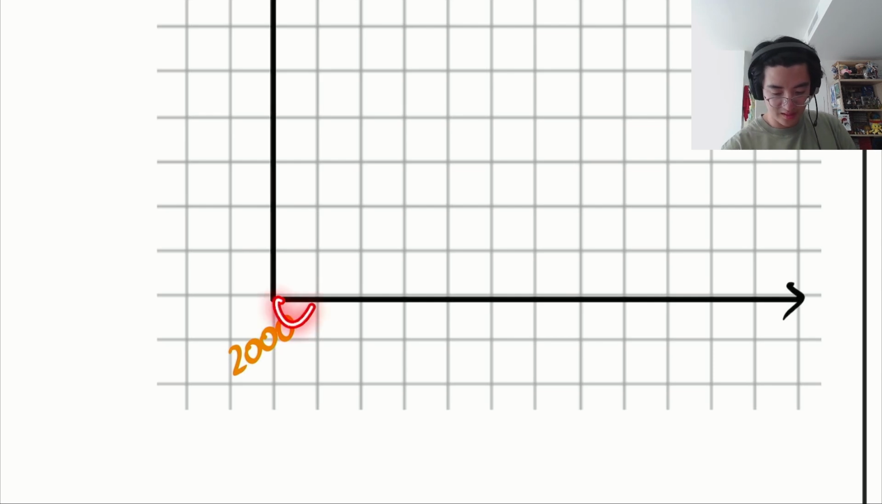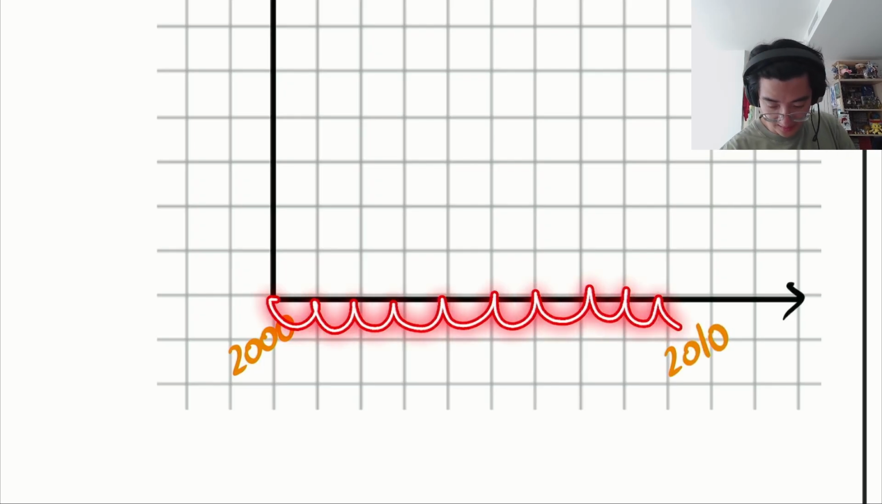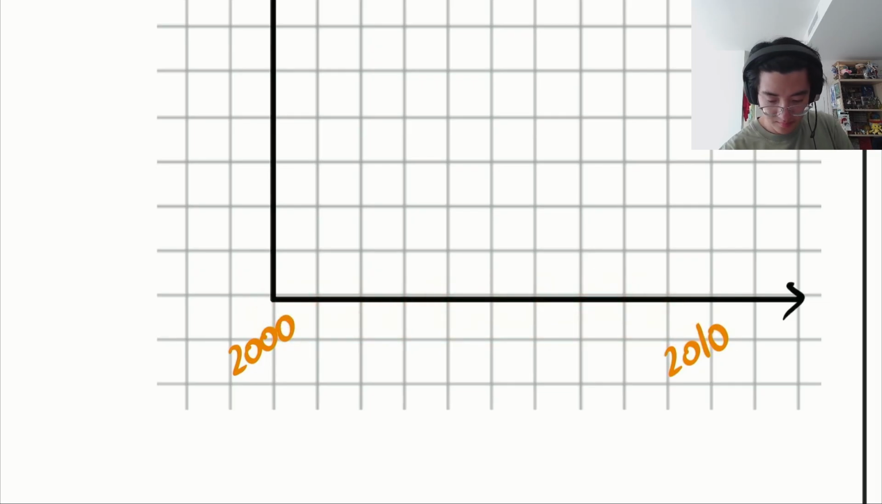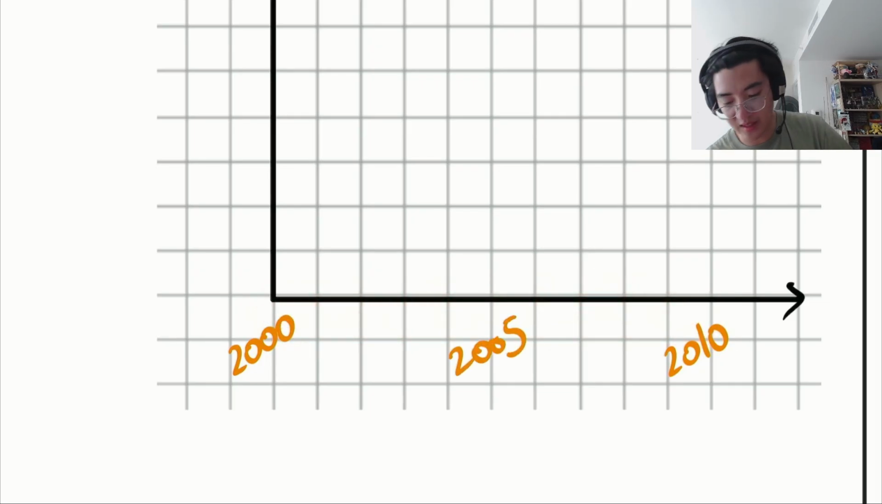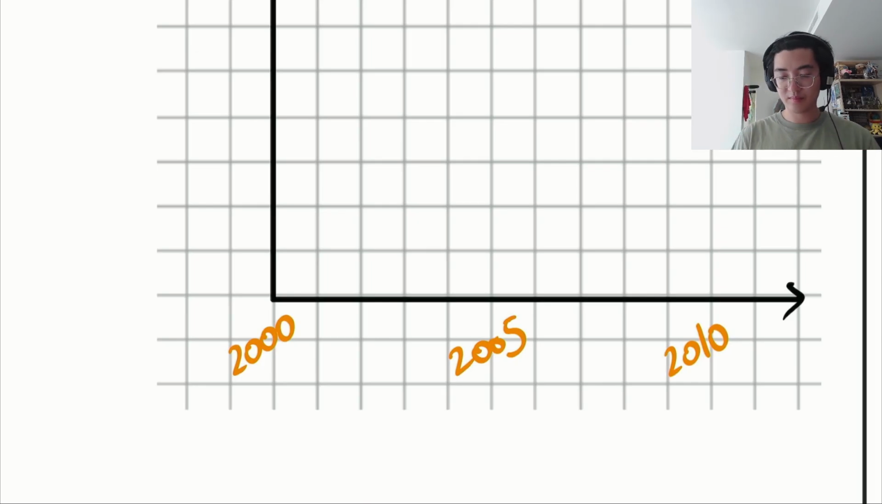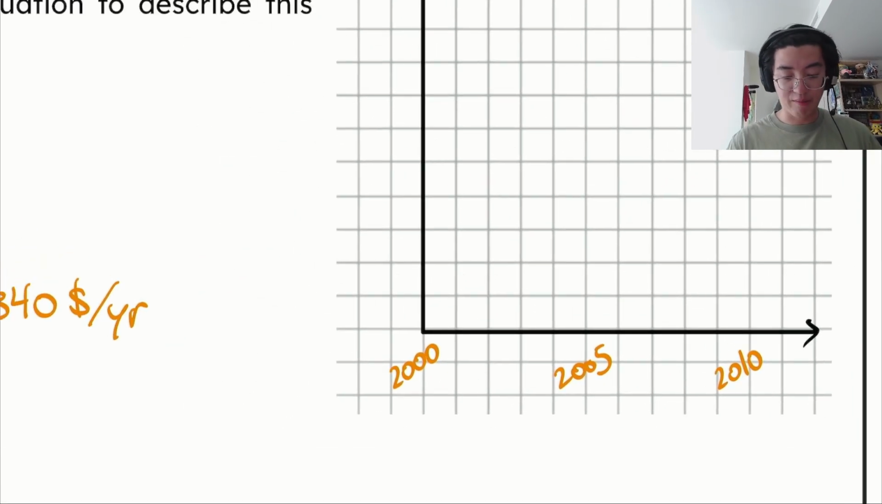Wait, hold on. 1, 2, 3, 4, 5. And then 1, 2, 3, 4, 5. Okay, so I want to make it in the middle. So we actually want 10 spaces here, right? 1, 2, 3, 4, 5, 6, 7, 8, 9, 10. Because if we do it like this, we can have 2005 in the middle here. Right? But realistically, you don't actually need it. We just need 2 points on the graph.